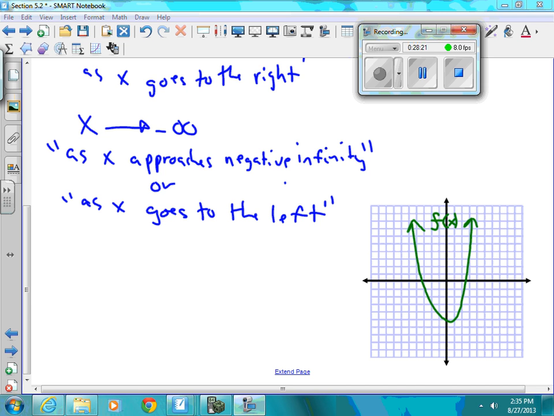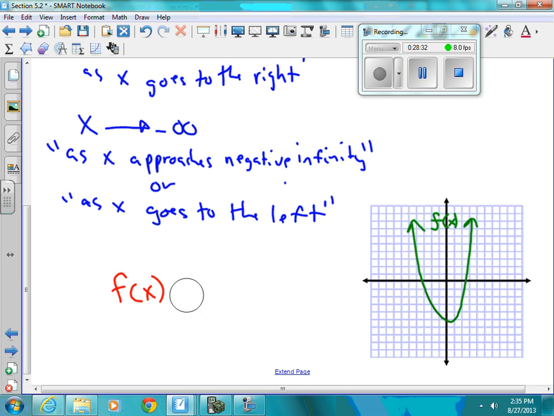So here's our function, f of x. Let's use the red marker. As x approaches positive infinity. I don't even need the "as" in there, it's just implied, so I'm going to take that away because you probably won't see that. Okay? F of x does what? What does f of x do? F of x is the graph.